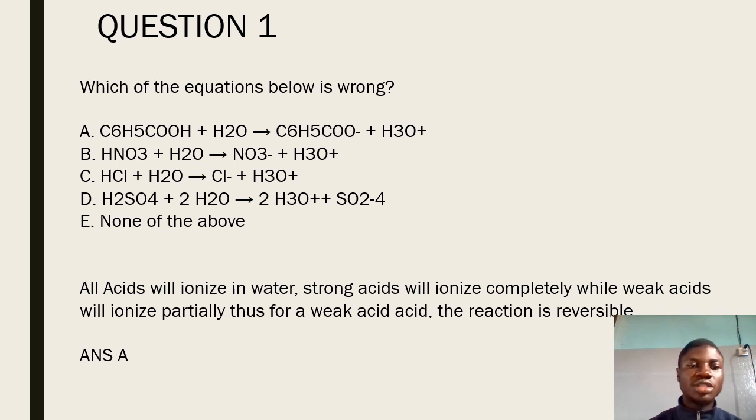Now when we look at the equations, they all represent the ionization of acids in water. Now we must know something. Strong acids are going to ionize completely, while weak acids are going to ionize partially. It therefore implies that A, which is the ionization of benzoic acid, is supposed to have a reversible sign to show the reaction is reversible, given that benzoic acid is going to undergo partial ionization. Nitric acid, hydrochloric acid, and sulfuric acid are strong acids and therefore ionize completely in solution. Therefore, the wrong equation here is A.